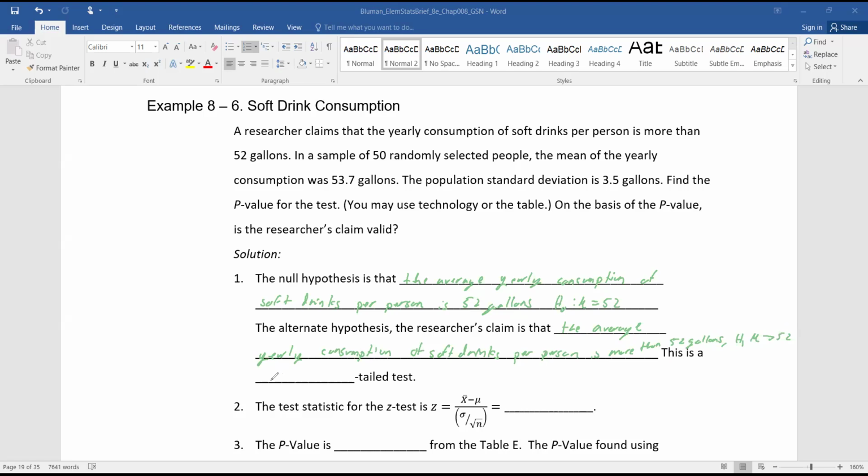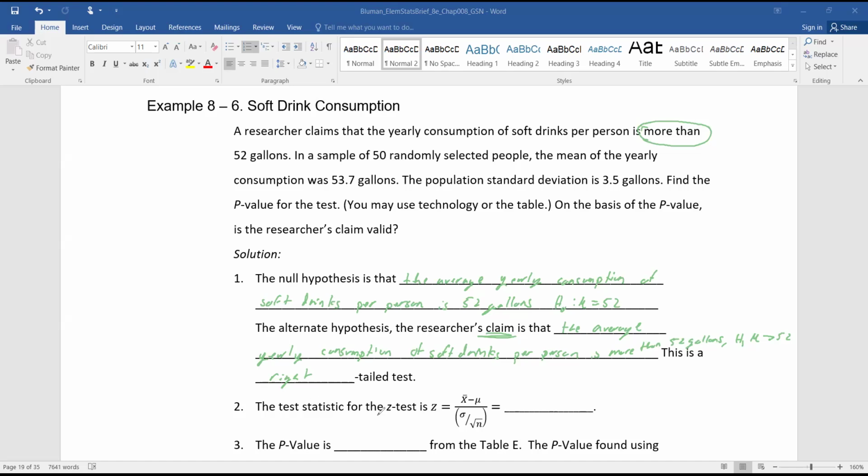And so you will see that this is a right-tailed test, because we're looking at the stuff to the right of it. We've got the null hypothesis and our alternative hypothesis, and notice the alternative hypothesis is my claim. I'm claiming, on the basis of the p-value, is the researcher's claim valid? The researcher claims that yearly consumption of soft drinks is more than 52. That is my claim, right? So I have to see if he's correct or not.